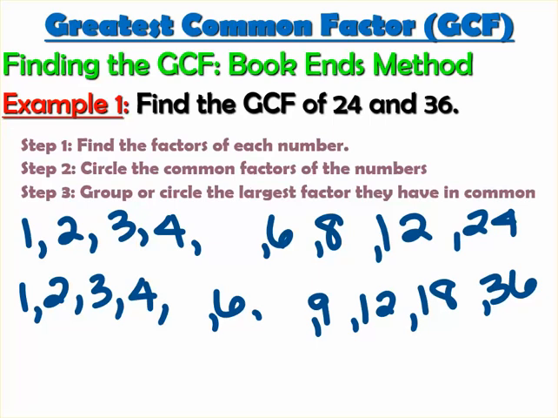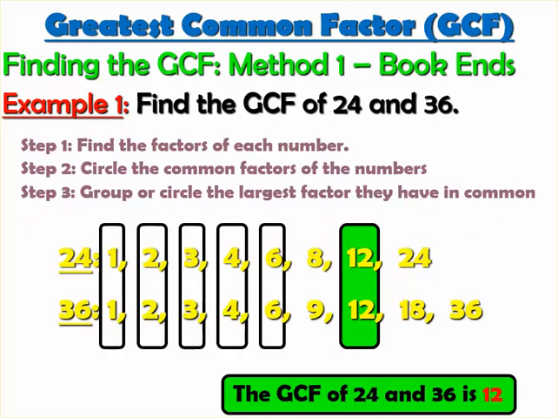So we've listed the factors of each. Now we're going to find the common factors. There are a lot of factors that are in both of those, but we're looking for the biggest one. So I like to work from the right-hand side, and I notice that the biggest one that they have in common is 12. So 12 is the GCF of 24 and 36.